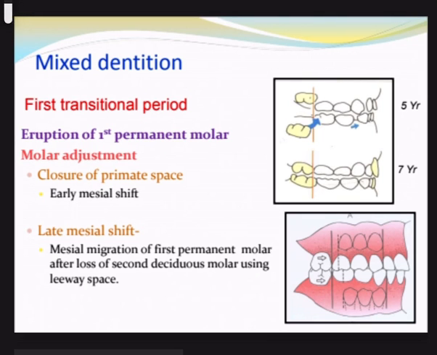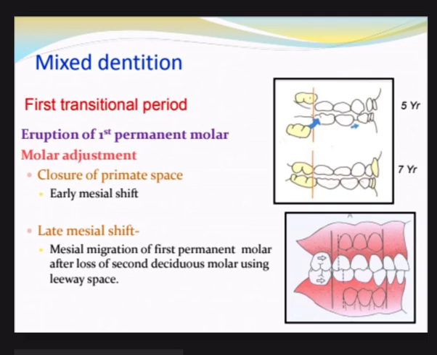So first transitional period, as I told you, when the first permanent molar erupts, this is what you have to keep in mind. When the first permanent molar erupts, it will cause early mesial shift. If you look at the previous discussion regarding the terminal plane relationship, when you look at the picture, you can see the first permanent molar is erupting mesially. It is exerting force on the distal surface of the mandibular second primary molar, right? Distal surface. So this will in turn exert force on the first primary molar.